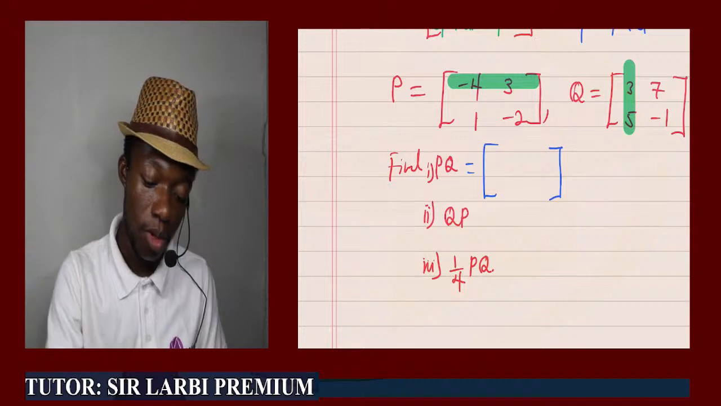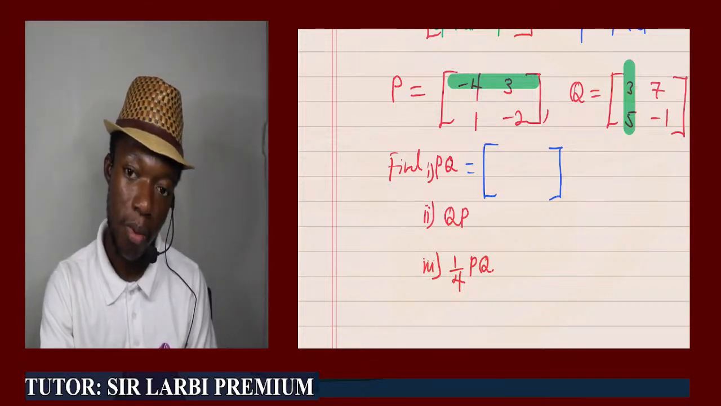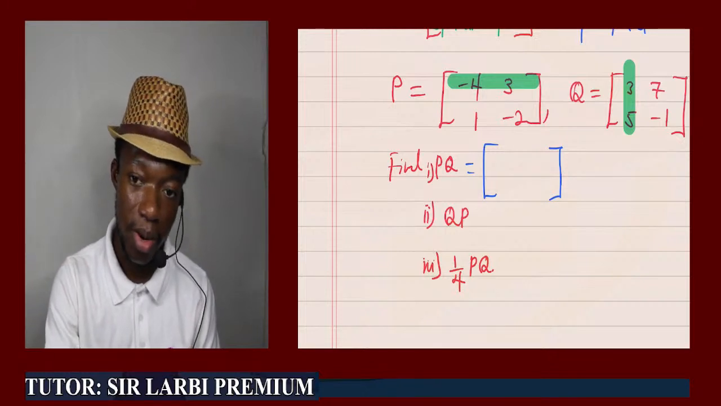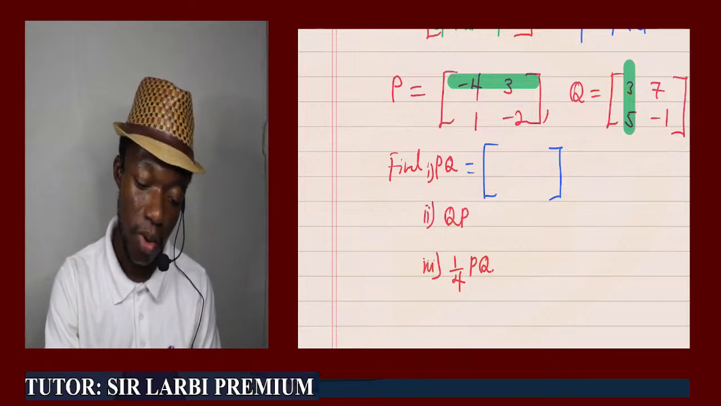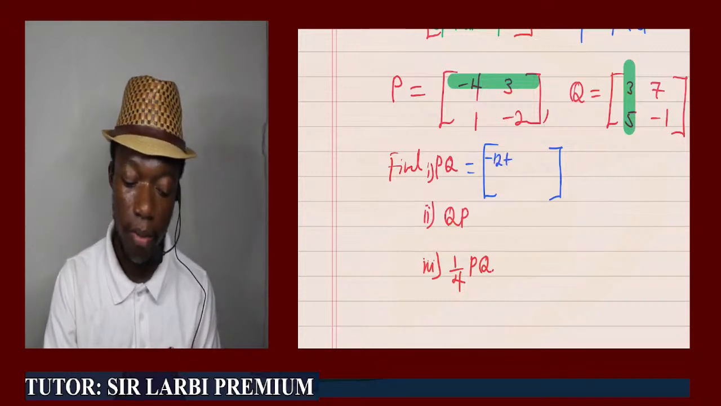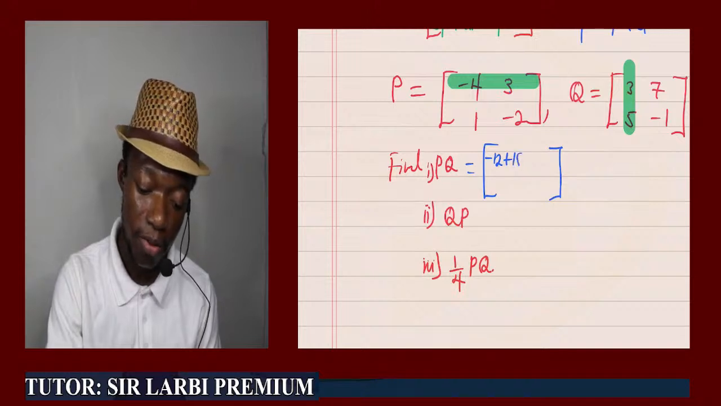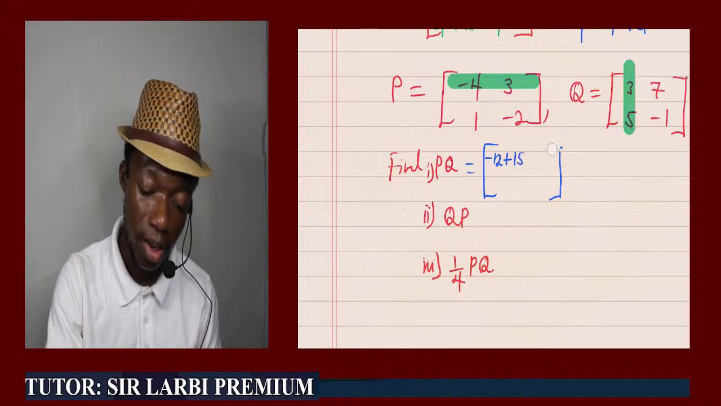So what do we do? We take -4 multiplying 3. What are we getting? -12. Then we say plus, we are not done. Then we have 3 multiplying 5, we are getting positive 15. So we have that presented here.